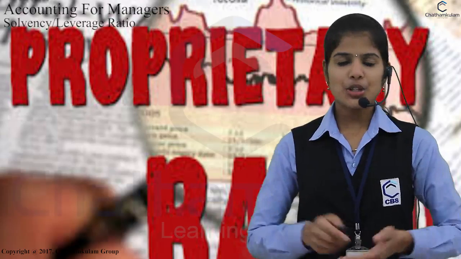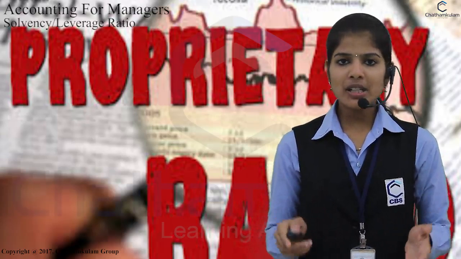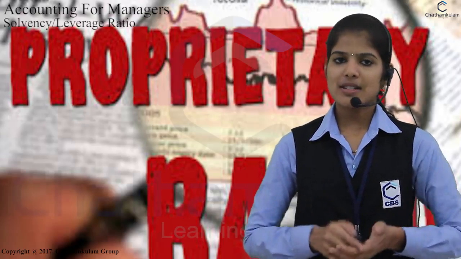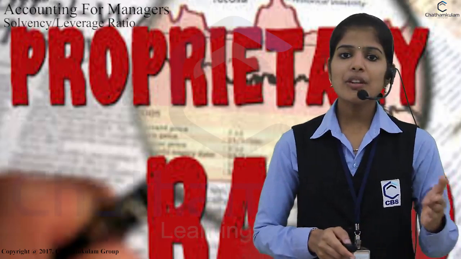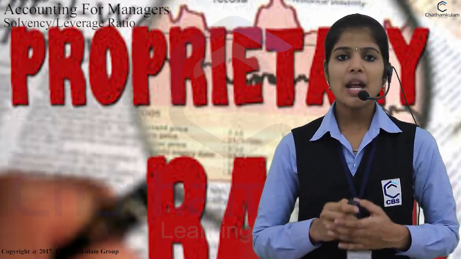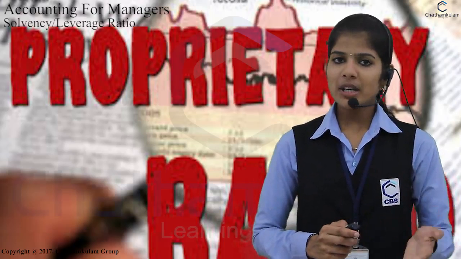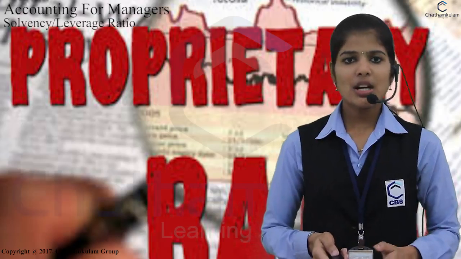Next, the proprietary ratio. This ratio establishes the relationship between the proprietor's fund and the total tangible assets. The ratio is of particular importance to the creditors, who can find out the proportion of shareholders' fund in the capital assets employed in the business. The proprietary ratio is calculated by proprietor's fund divided by total assets.